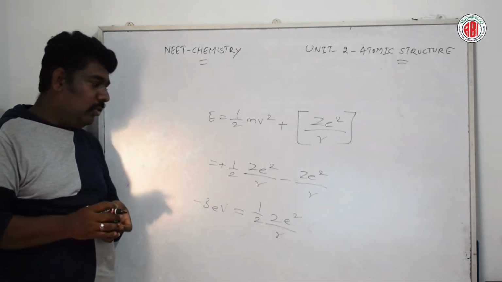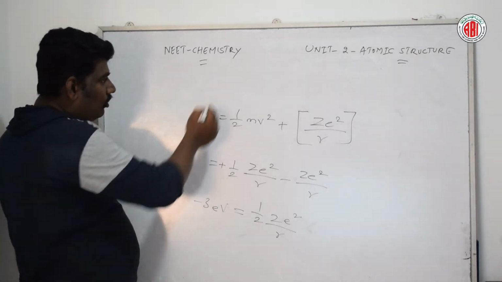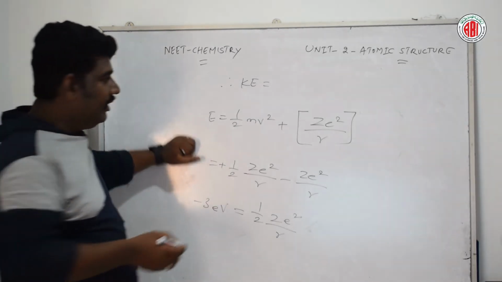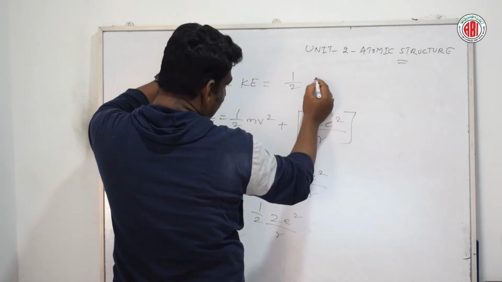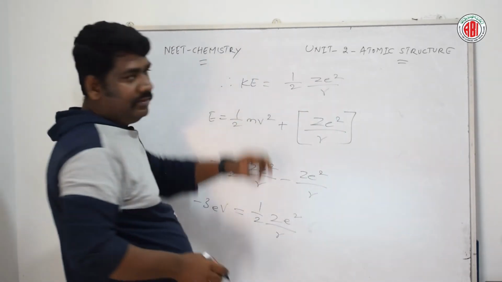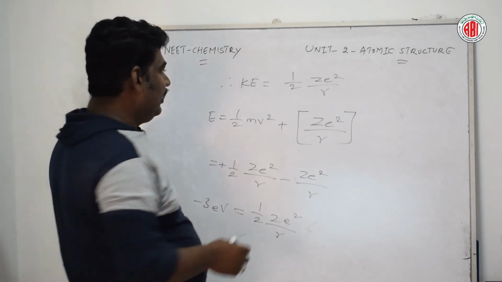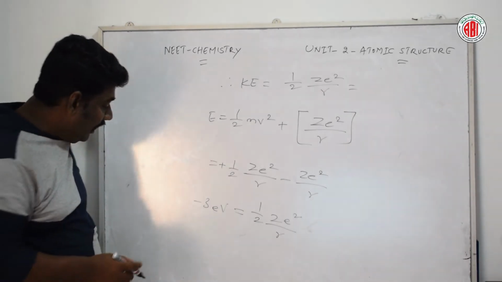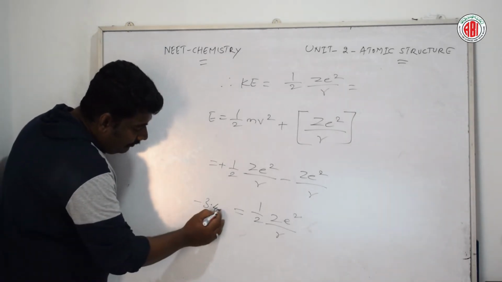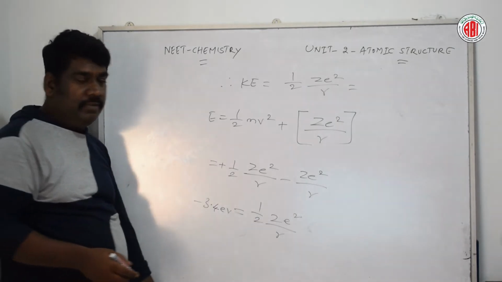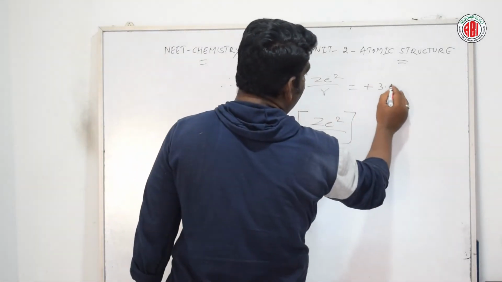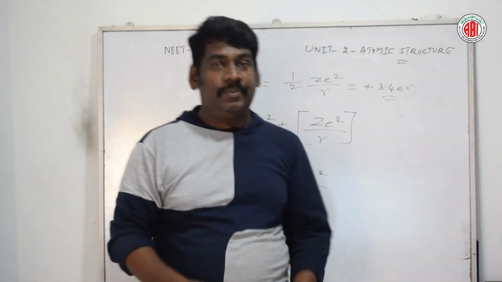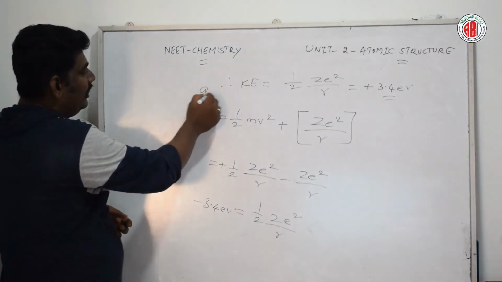Now let us find the total kinetic energy. Therefore the kinetic energy is ½ Ze²/r, and replacing the value, it is minus... sorry, the energy is −3.4 electron volt, so the kinetic energy becomes +3.4 electron volt. This way we can solve this problem. According to this question, option A is the right answer.